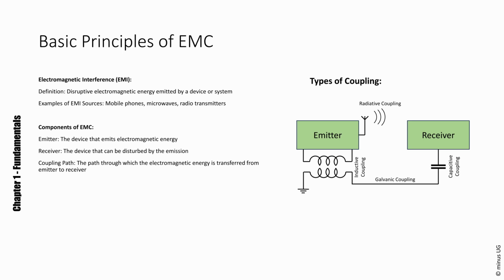Basic principles of EMC. Electromagnetic interference, EMI. Electromagnetic interference, EMI, is defined as disruptive electromagnetic energy emitted by a device or system that can negatively affect the functioning of nearby electronic equipment.